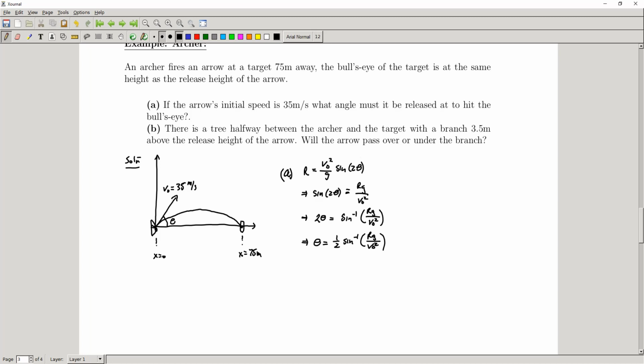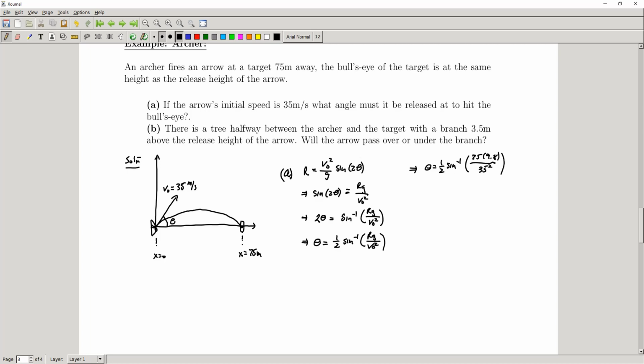Okay, and basically we're done here. We know what r is, we know what g is, we have our initial v0, the magnitude of our initial velocity of the arrow. And so we can substitute in and get theta equals 1/2 sine to the minus 1 of rg over v0 squared, and I should be putting in numbers. So our range is going to be 75, g is 9.8, over 35 squared.